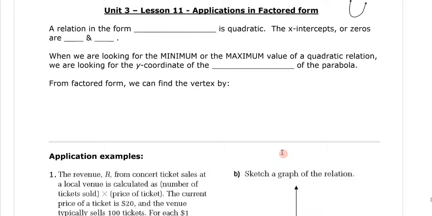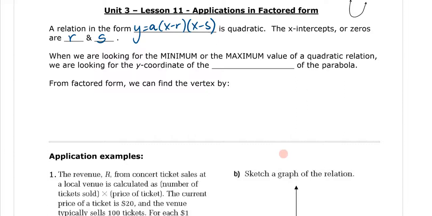Unit 3, Lesson 11. Let's look at some applications in factored form. So let's recall the relation in the form y equals a times x minus r times x minus s is a quadratic in factored form. The x-intercepts given by this factored form, or sometimes you call them the zeros, are given by r and s.